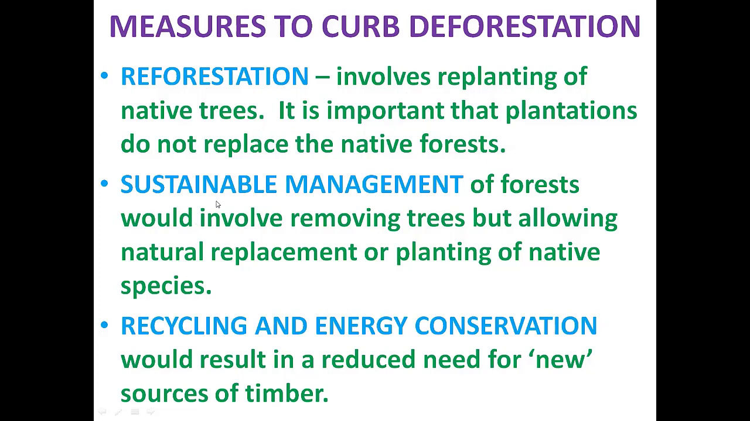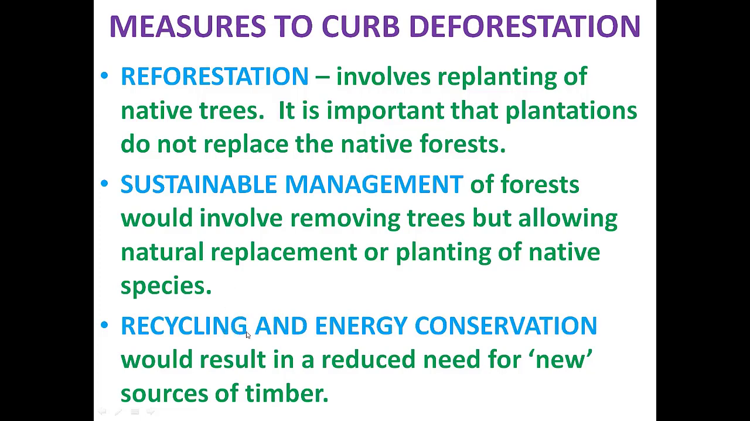Then the second one is sustainable management of forests. It would involve removing trees but allowing natural replacement or planting of native species. So we need to have sustainable management. If on one side the forests are being cut, on the other side new varieties of native species should be introduced. The natural replacement should be simultaneously going on. The third measure is recycling and energy conservation.